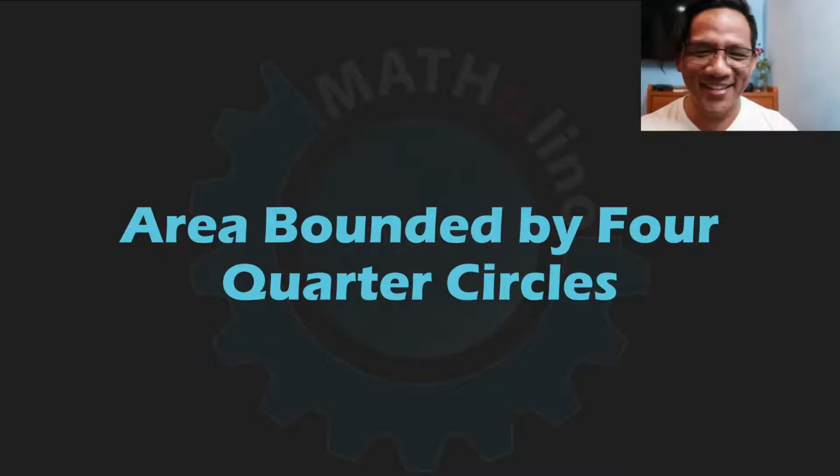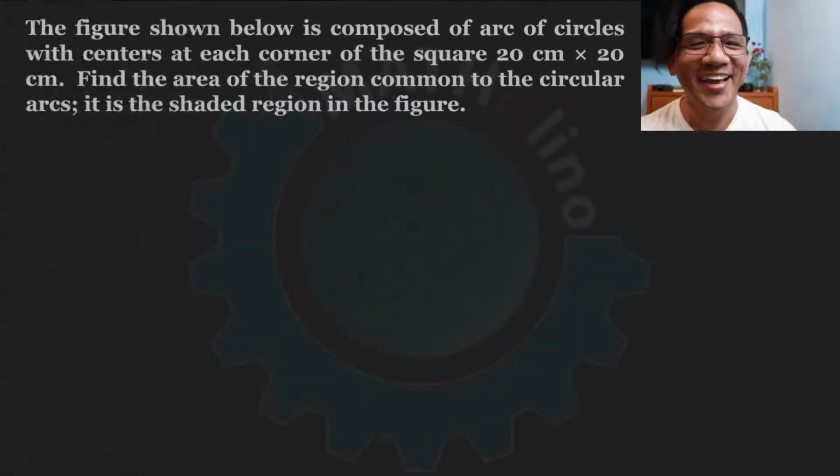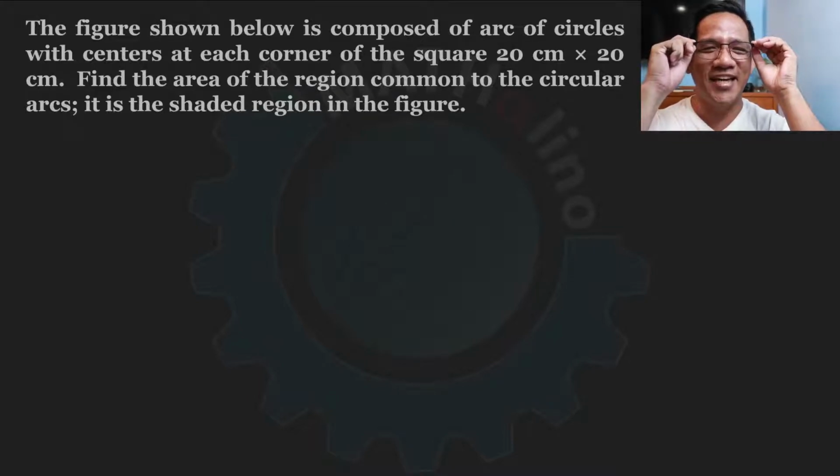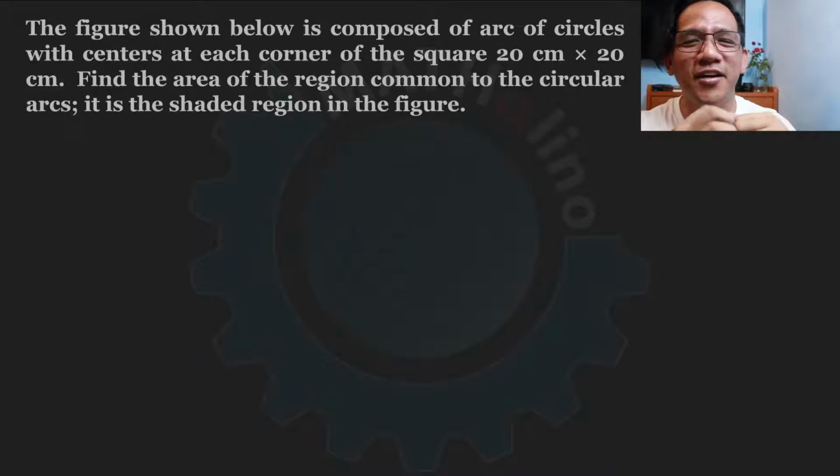All right. This is our problem. The figure shown below is composed of arcs of circles with centers at each corner of the square, 20 cm by 20 cm. Find the area of the region common to the circular arcs. It is the shaded area in the figure.